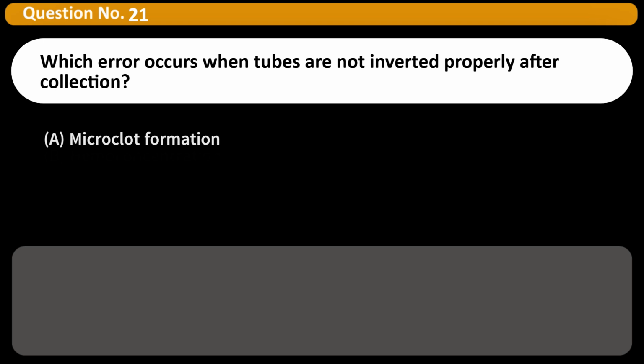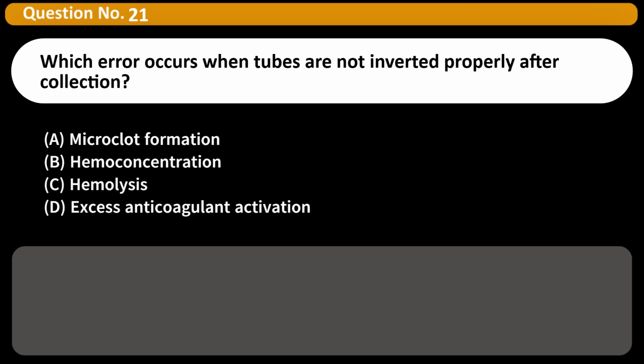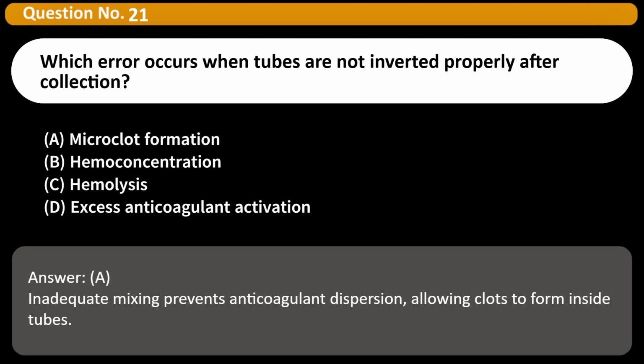Which error occurs when tubes are not inverted properly after collection? A. Microclot formation. B. Hemoconcentration. C. Hemolysis. D. Excess anticoagulant activation. Answer A. Inadequate mixing prevents anticoagulant dispersion, allowing clots to form inside tubes.